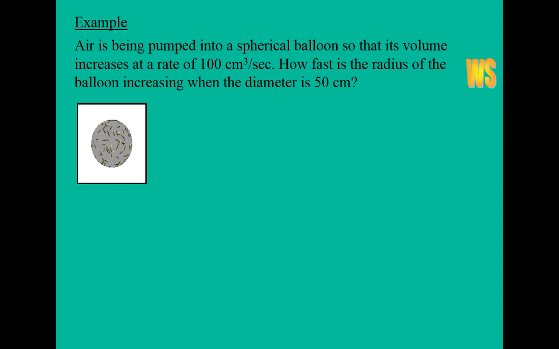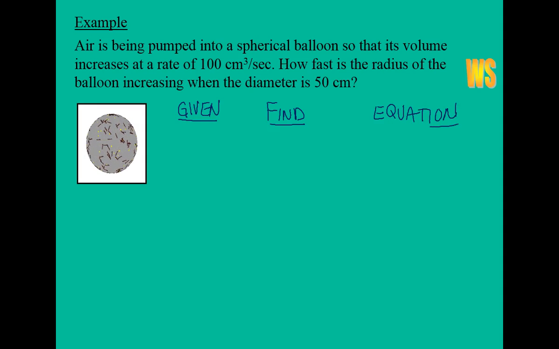I like to list the given information. I like to list what we're trying to find, and then I have a column for the equation that we need to relate the two variables together, so that we can find the derivative of that equation to get our related rates.